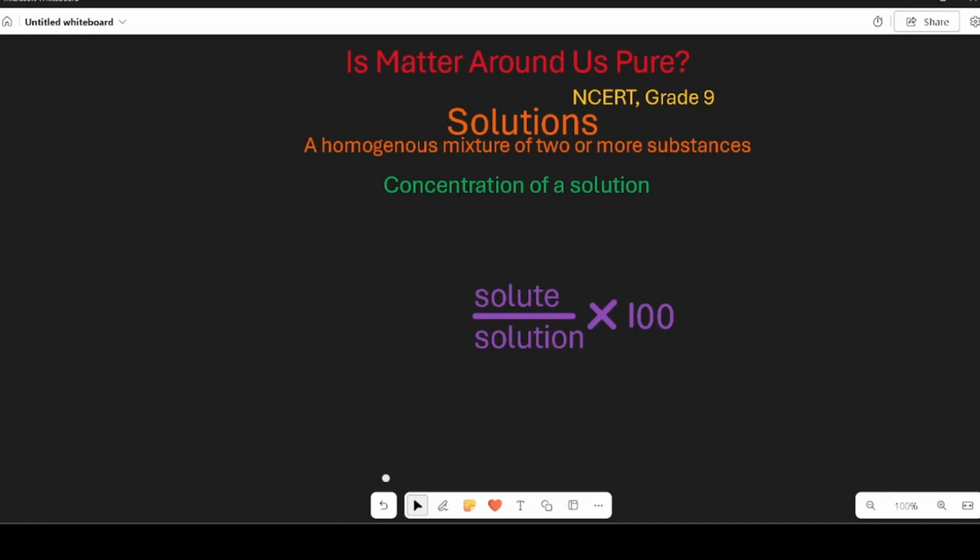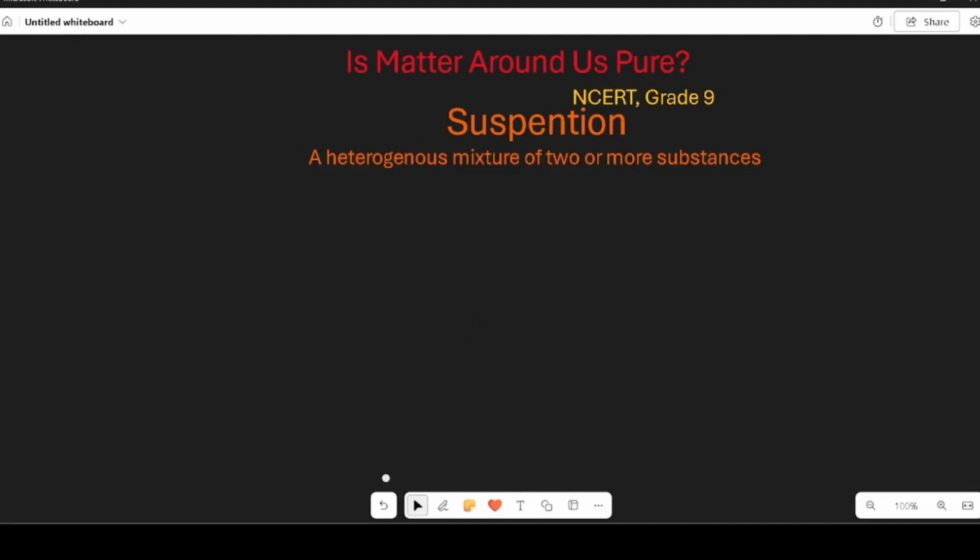Now let's talk about suspension. A suspension is a heterogeneous mixture in which solids are dispersed in liquids. The solute particles do not dissolve but remain suspended throughout the bulk of the medium. Particles of a suspension are visible to the naked eye. For example, when you pour sand into water, you can see the sand particles in the water, and sand does not dissolve in water. If you leave it for some time undisturbed, you can see the sand settling down in the solution. Now let's talk about properties of suspensions, and then we'll move on to colloidal solutions.